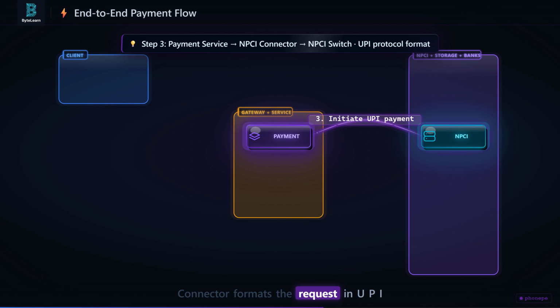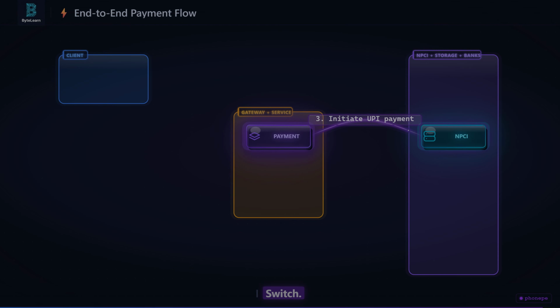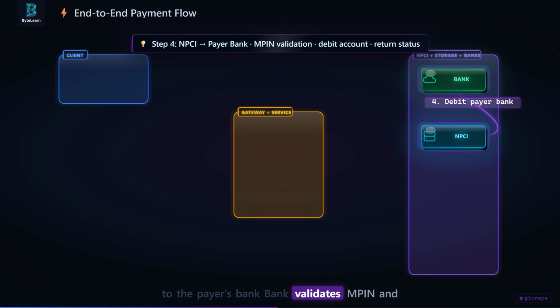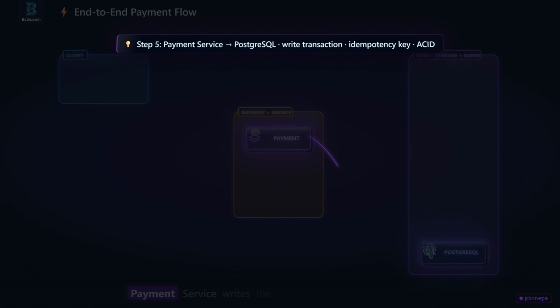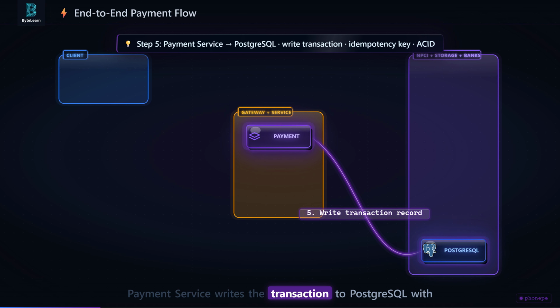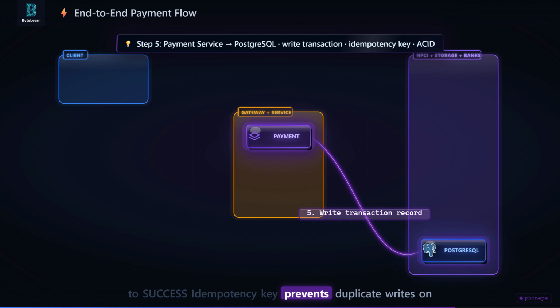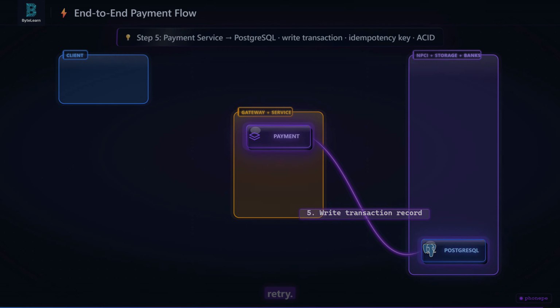NPCI connector formats the request in UPI protocol and sends it to NPCI Switch. NPCI routes the debit instruction to the payer's bank. Bank validates MPIN and debits the account. Returns success or failure to NPCI. Payment service writes the transaction to PostgreSQL with status processing. If both legs succeed, status updated to success. Idempotency key prevents duplicate writes on retry.